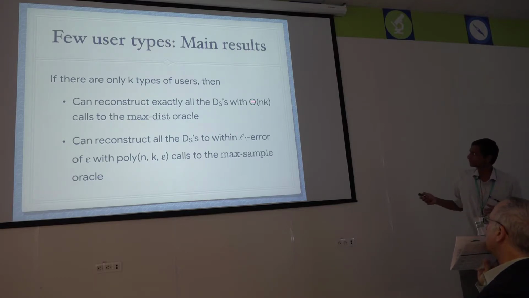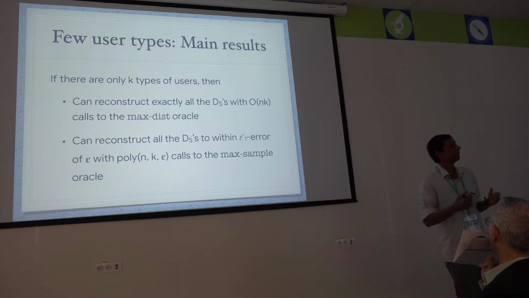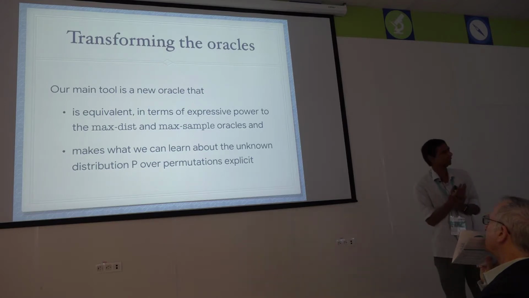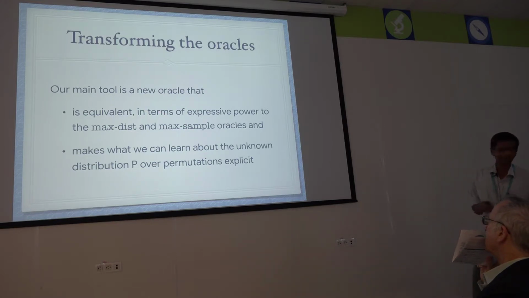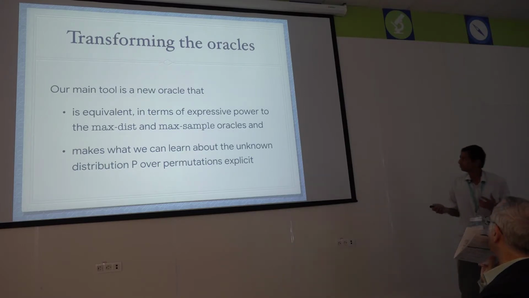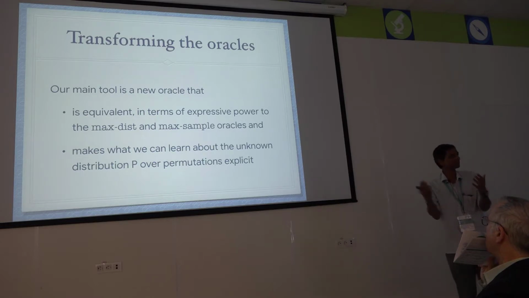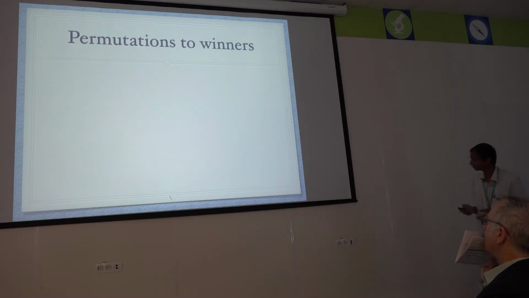So basically the whole problem becomes tractable once you assume that the support of the underlying distribution is bounded. Okay. And I'll just give you a glimpse of how that proof works. The main tool is an oracle transformation tool. What we do is obtain a new oracle that in a sense is equivalent in expressive power to both the max-dist and max-sample oracle, but still makes what we can learn about the unknown distribution very explicit. So I'll go into the details a little bit more. Okay, that's the main idea.